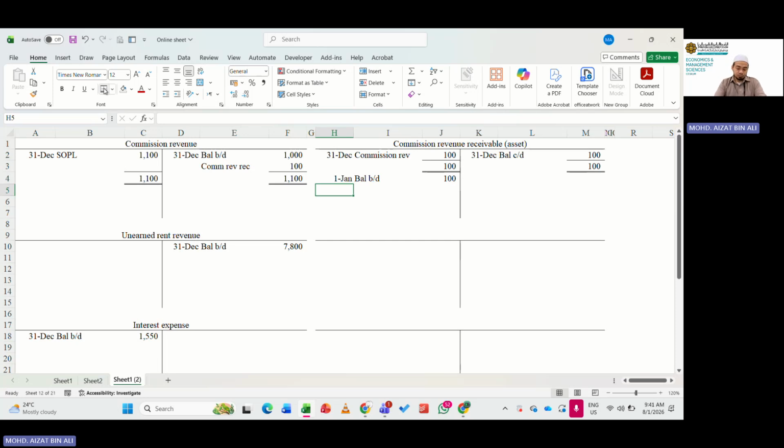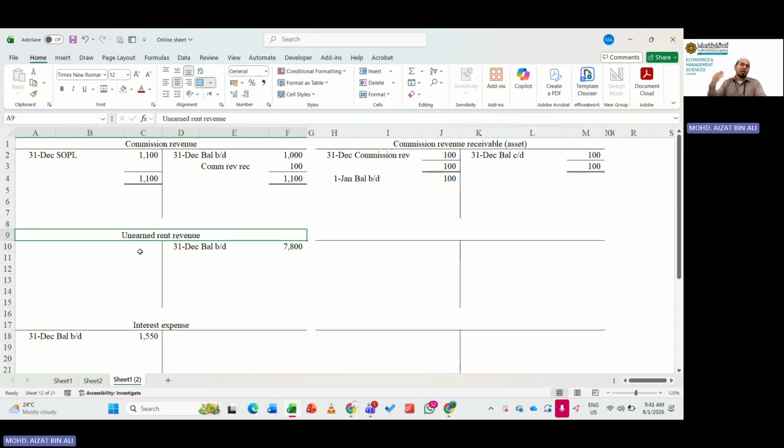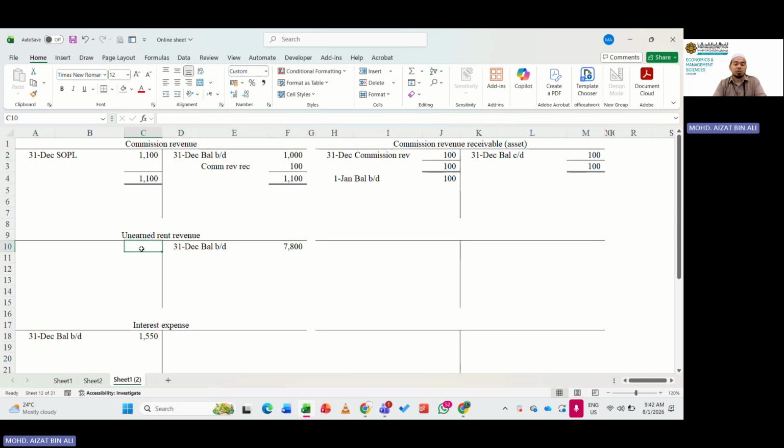Next, number two. Rent revenue earned during the year amounted to 7,200 ringgit. So from this unearned rent revenue, 7,200 ringgit has been earned. What does it mean? It means that it doesn't become unearned anymore. So do we have to add or do we have to minus? We have to minus, right? It's not unearned anymore. So in this case, we have to take it out. To take it out, we have to debit.